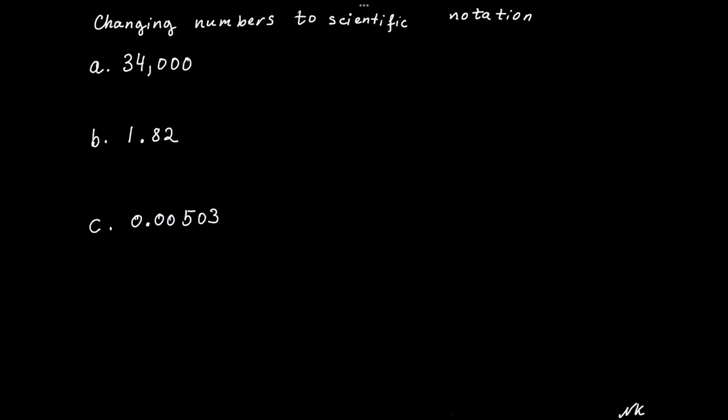Hello. In this video we will be changing numbers to scientific notation. A number in scientific notation looks like this: p times 10 to the k, where p is a number from 1 to 9. So p is greater than or equal to 1 or less than 10.